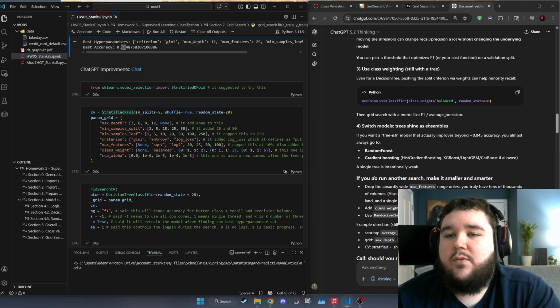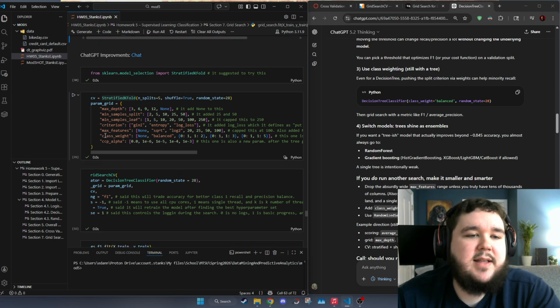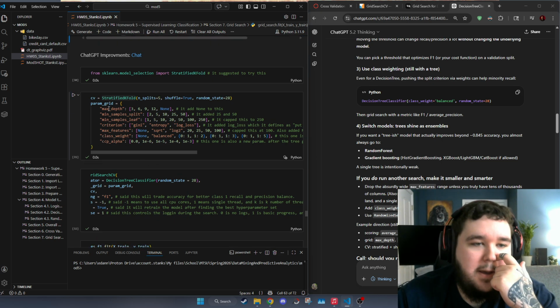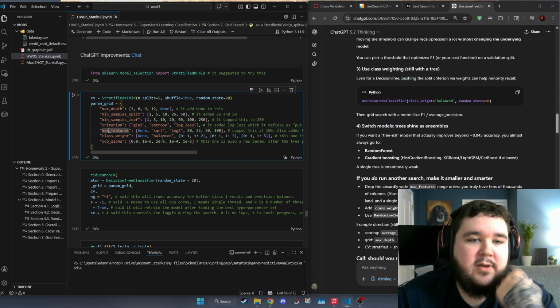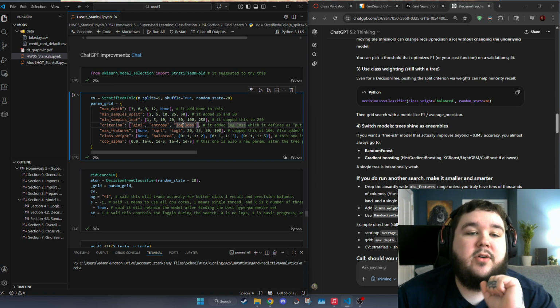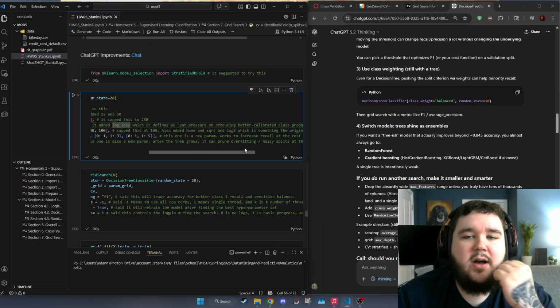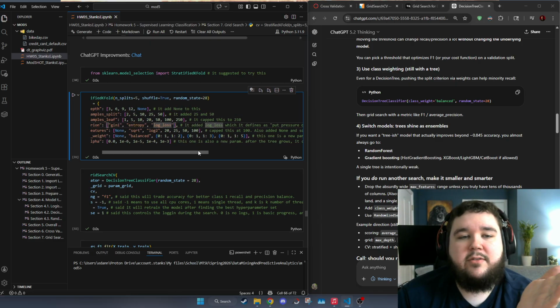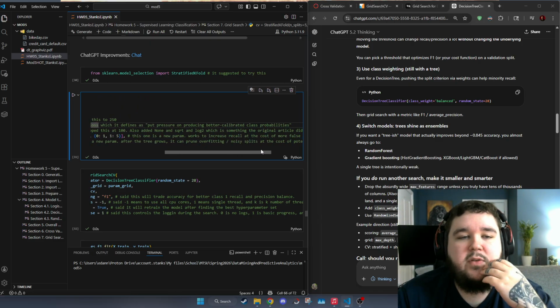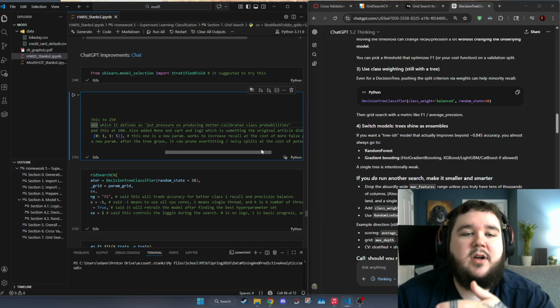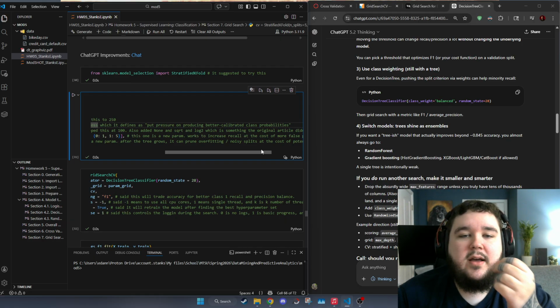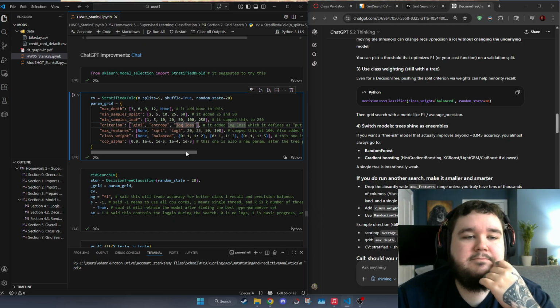And then it wanted to use class weighting, which is this class weight thing here. So it gave me the original 5. It gave me 1 extra criterion, log loss. I have comments here explaining each of the things and why, so you don't have to read through the chat yourself. It's there in a comment if you want to. But it puts pressure on producing better calibration for class probabilities.